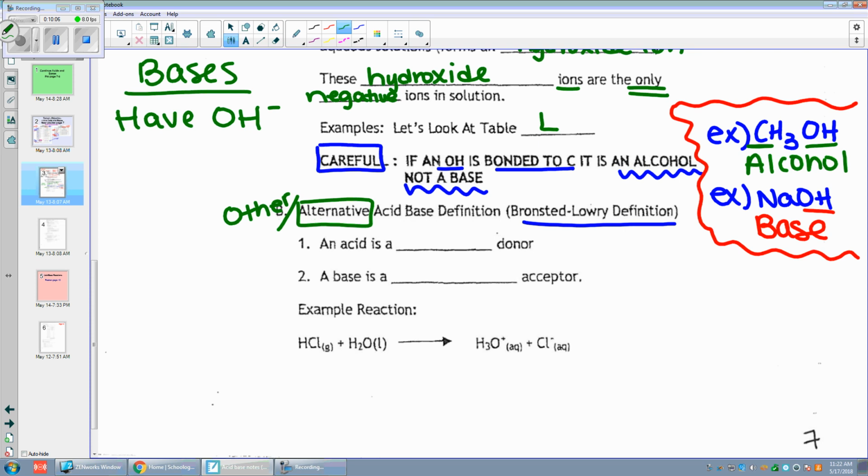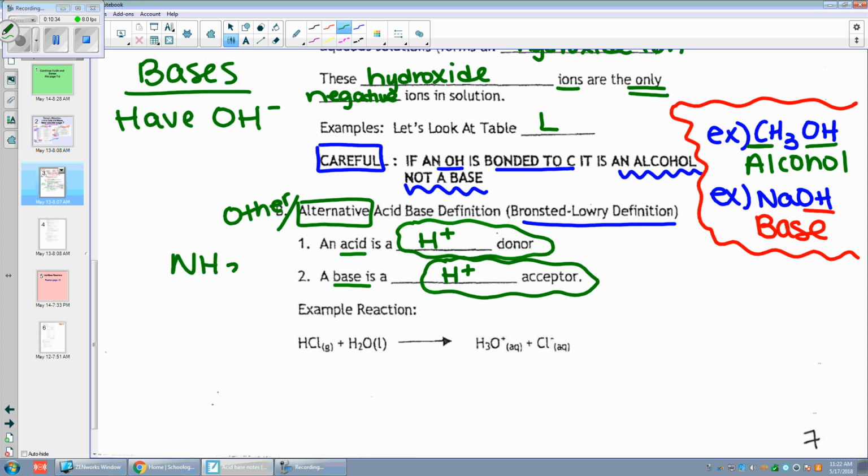Well, in the other definition, we say that an acid is an H plus donor, where a base is an H plus acceptor. A base is an H plus acceptor. So that helps me define this NH3 as being a base. Because if we draw NH3, so we know it's a base.